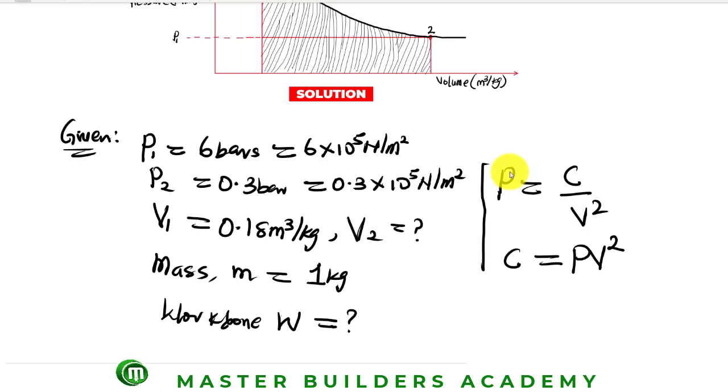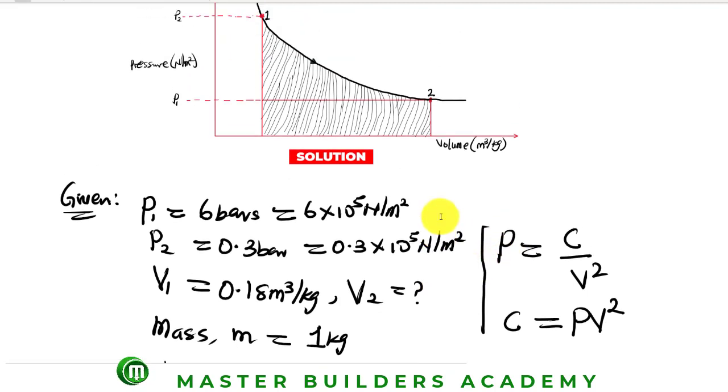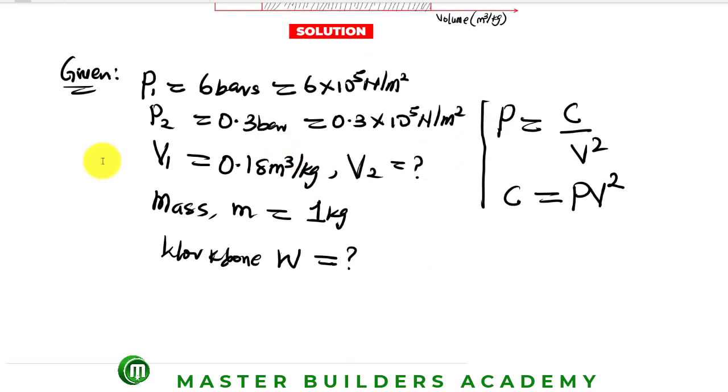Why do we need this? Now, if you check this question and then compare with question one and question two, you will find that we have two pressures, then we have two volumes, and then we have mass, we have a constant. So the first thing we want to do now is to find the value of C, which is constant. Remember that same way from Boyle's law, this C is constant.